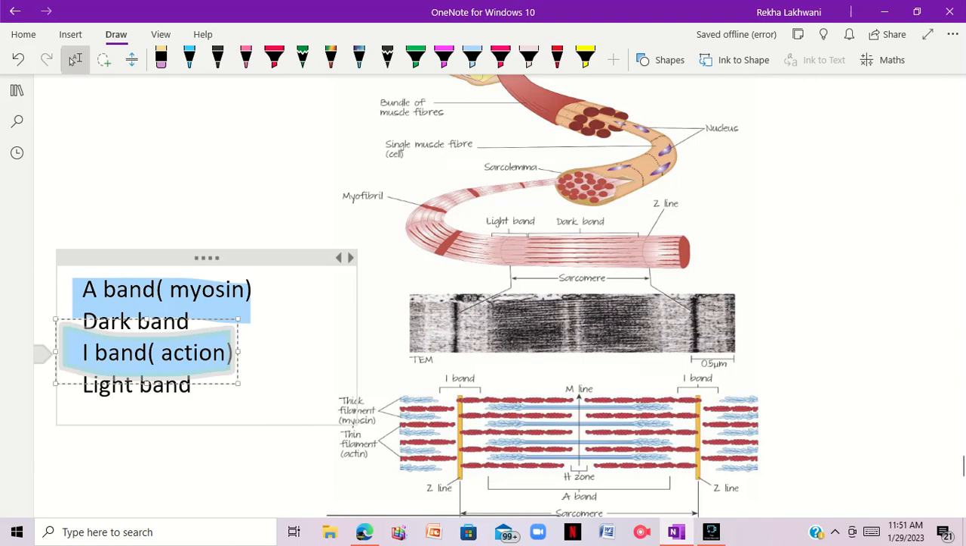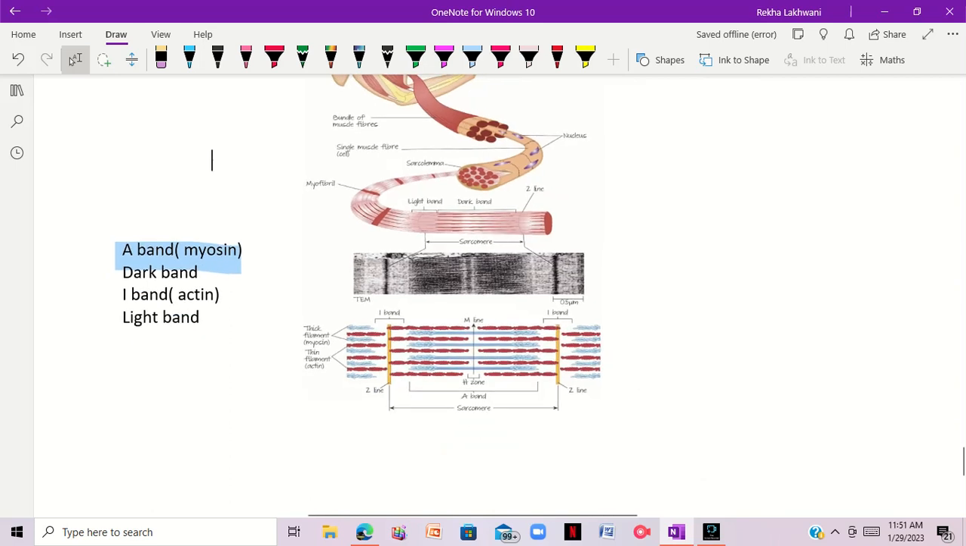The I band is made up of actin, and it constitutes the light band; light can pass through. As you can see, there's a regular pattern, but in the cardiac muscles there is no such regular pattern; there's an irregular arrangement. So this was what I was talking about.